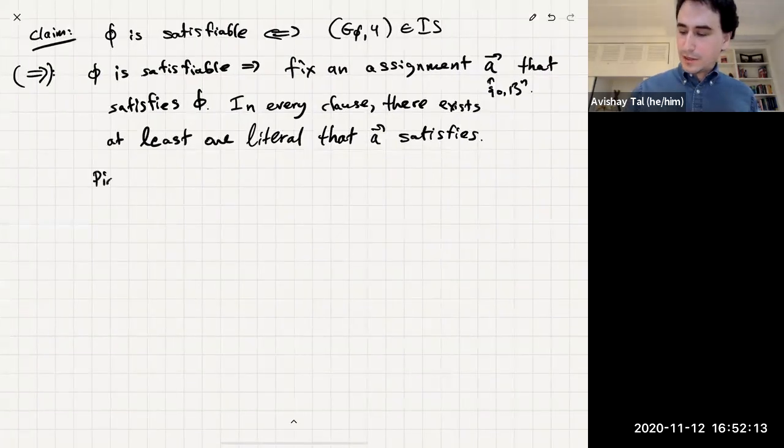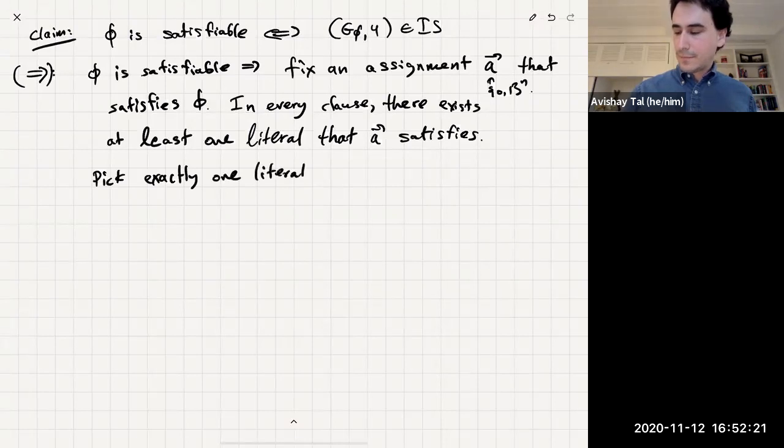So pick exactly one literal in each clause that A satisfies.